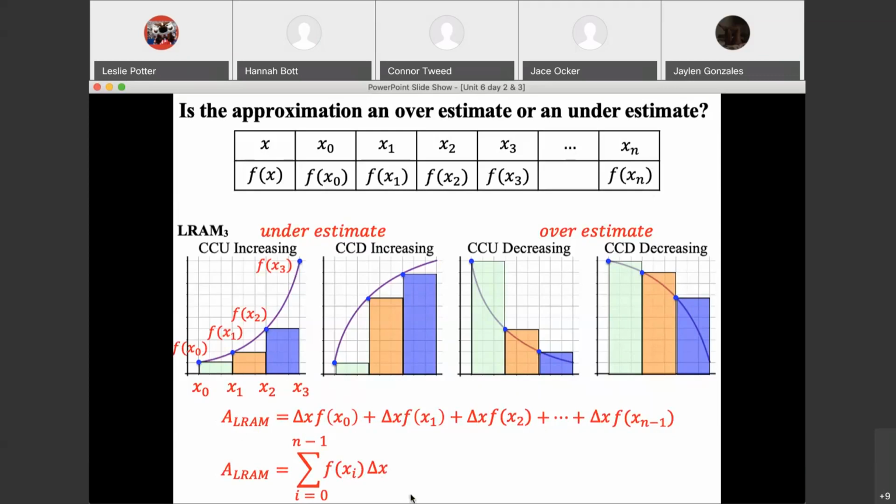The big takeaway here is that for LRAMs, we're using everything but the last point. That's why we're starting at 0, because we're using the left side, and that's before we start drawing any rectangles. And then we're stopping just at the point before the last point. Any questions before I move on?